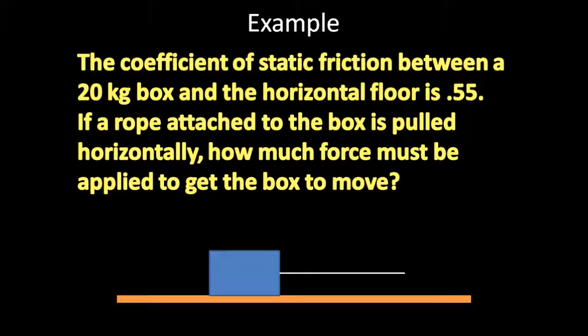We draw a free body diagram of the box. So there's our box, and let's apply some forces to it. Well, we have that force to the right. That's going to be the force exerted by the rope. We have that force to the left. That's going to be the frictional force.